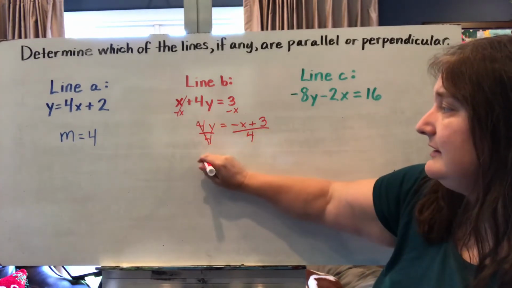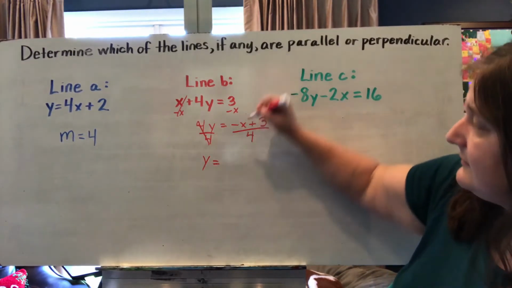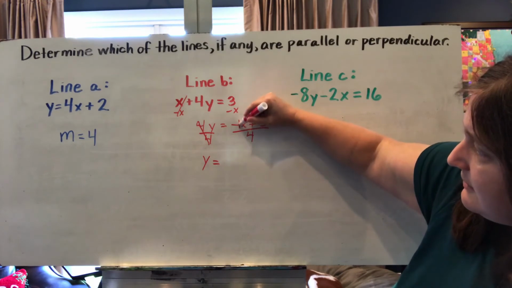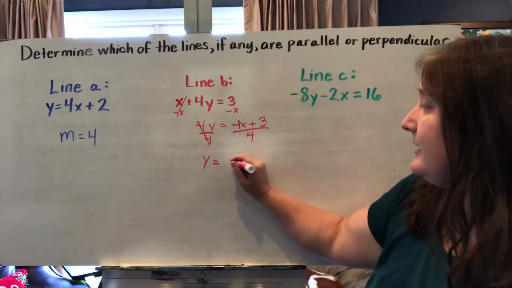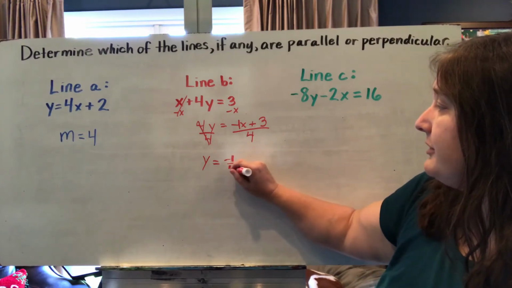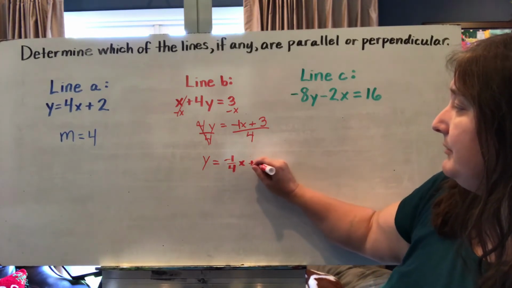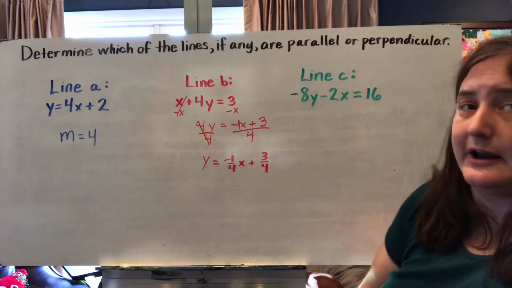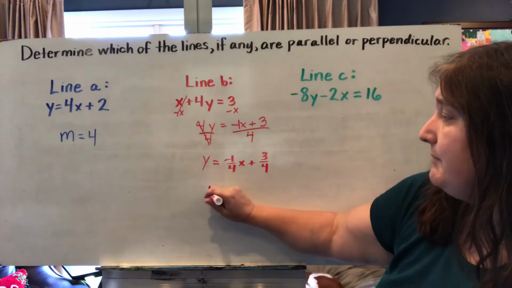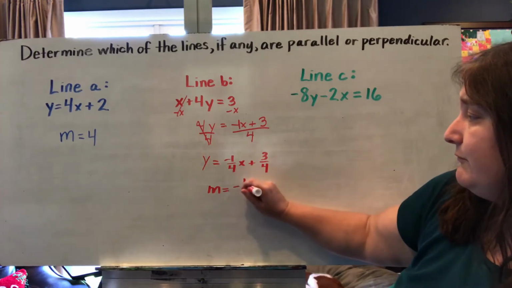Now to make this a little easier to understand here, I can always slip my ghost 1 right in here in front of this x. So this is going to become negative 1/4 x plus 3/4. Both terms were divided by 4. So my slope here for this line is negative 1/4.